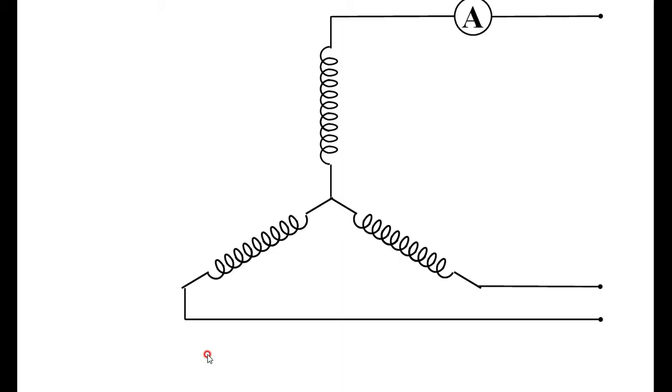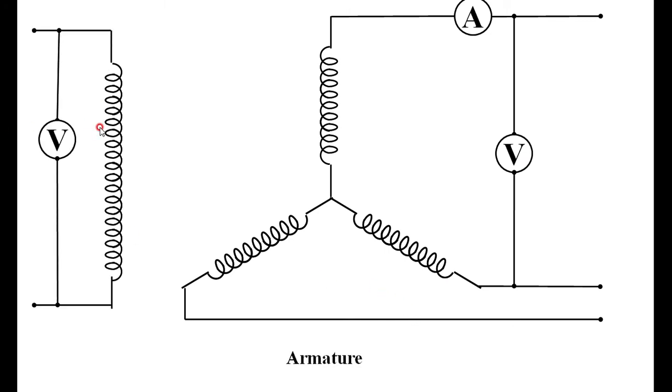Then the simple setup for the slip test is: we have an armature connected through an ammeter in one of the phases, and you connect the voltmeter between two lines. Therefore, the voltage you measure is the line voltage. While doing the calculation, you have to convert the line voltage into phase voltage and then do the further calculations. You connect the armature of the alternator through an ammeter, and across the supply a voltmeter. This is your armature. Then we have the field winding of the alternator.